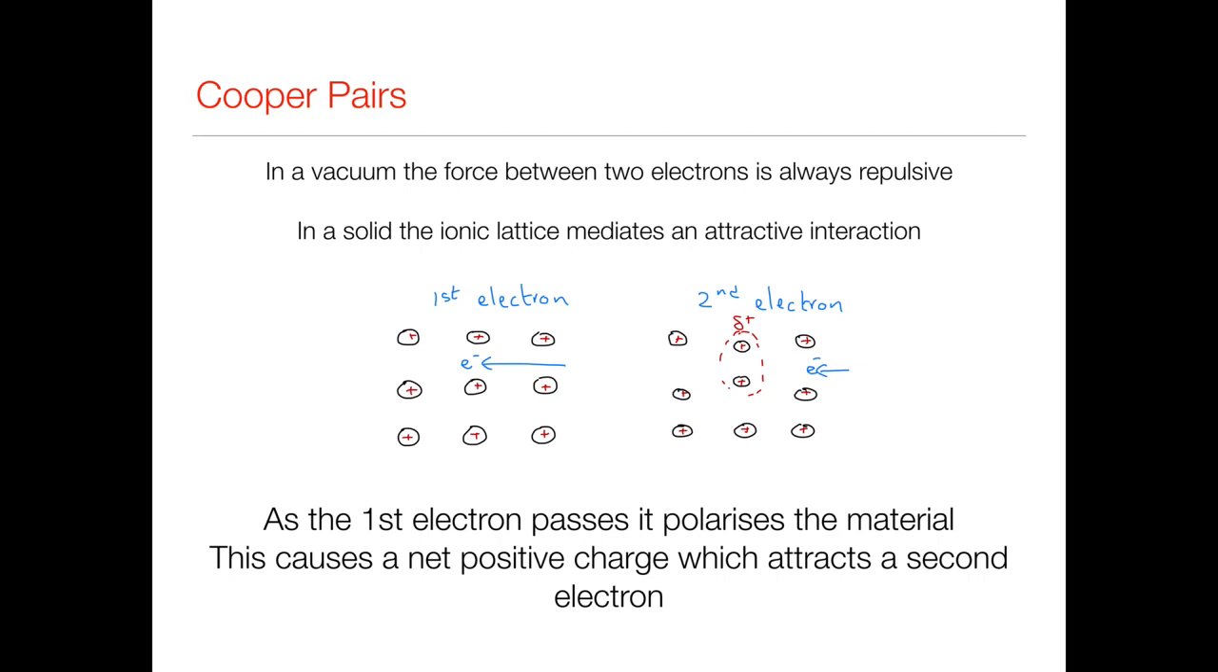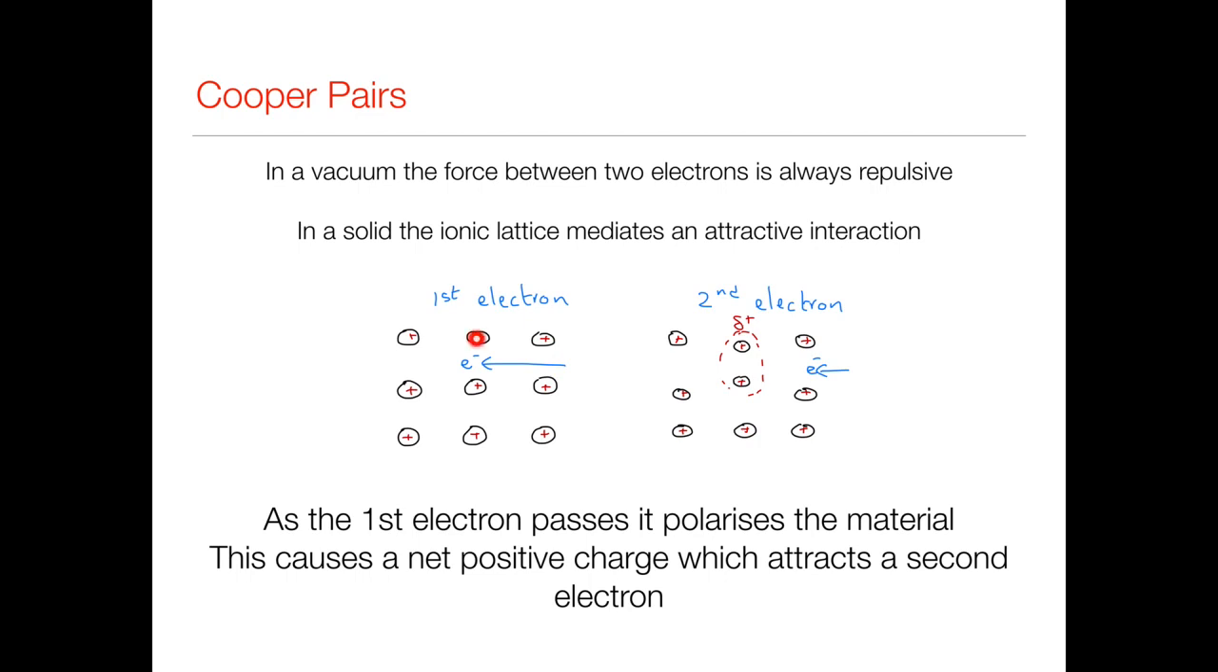So here's my simple picture. I've got a material, a metal. I've got some delocalized electrons all around here, and I've got some positive ions, which are the ones that have all the mass. My first electron zings through. Electrons go very fast, so they always zing. There's my electron going through here.